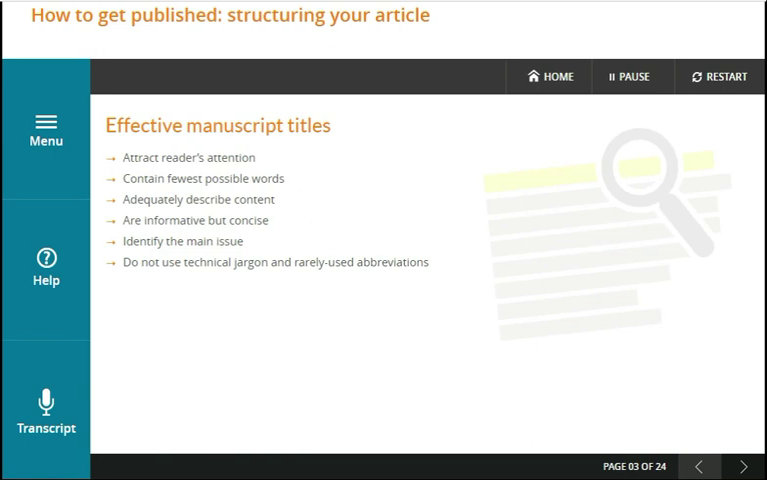Let's look at each section and what it contains, starting with title. There are certain characteristics of effective titles. They should attract the reader's attention, contain the fewest possible words, adequately describe content, be informative but concise, identify the main issue, not use technical jargon and abbreviations, but use formal language. It is advisable to discuss the title with your co-authors.